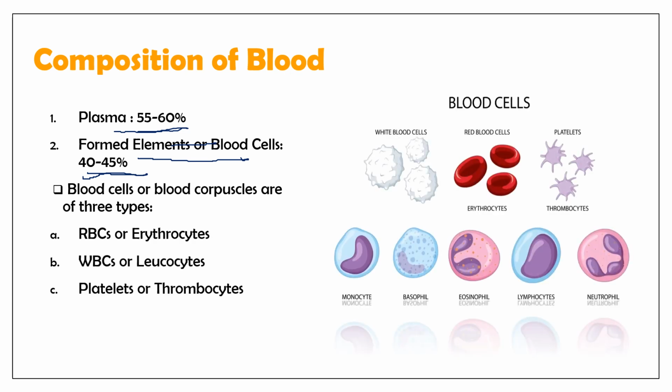Basically there are three types of blood cells. The first one is RBCs or red blood cells, also known as erythrocytes. Here in this picture we can see the erythrocytes. Next is WBCs, white blood cells or leukocytes. Here we can see the WBCs. And the third one is platelets or thrombocytes. We can see platelets over here.